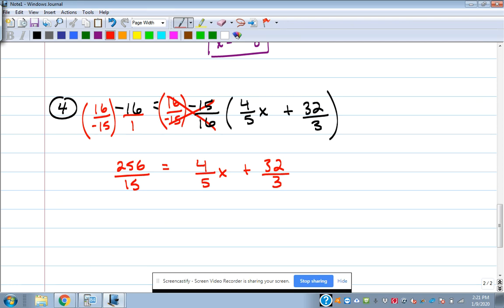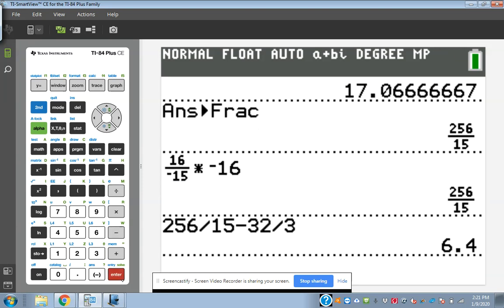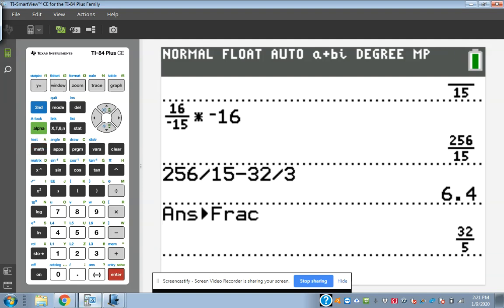All right. So that gets us a little bit closer to getting done. Not quite, but it's closer. What would be our next step for this problem? Yeah, subtracting the 32 over 3, because this is the part that doesn't have the variable. So we're going to subtract that. And I'm just going to do that with the calculator there. 256 over 15 minus 32 over 3. And I'm going to go math, enter, enter. 32 over 5.